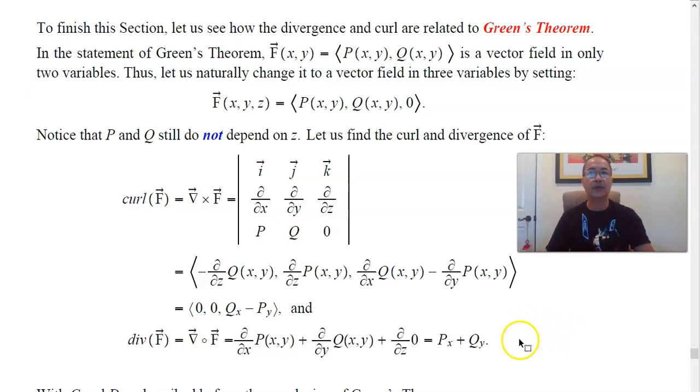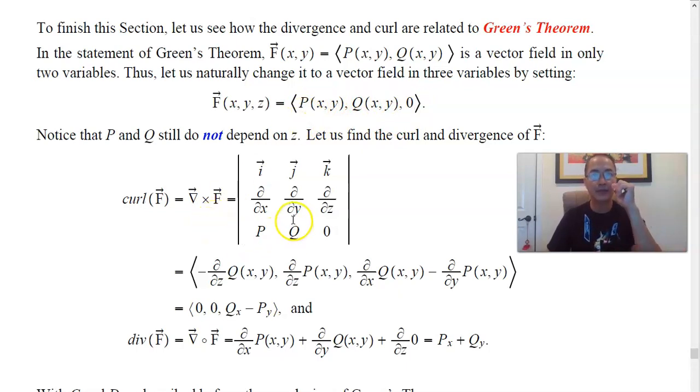Okay, so to end our video, we're going to talk about how divergence and curl are related to Green's theorem. You probably noticed that in the computation for the curl, we saw Qx minus Py. Green's theorem, though, is only about a vector field in 2 dimensions, on the plane only. So to extend it to 3 dimensions, the easiest way is to just put 0 for our z component. P and Q don't depend on z either, so essentially that's a vector field that depends only on x and y.